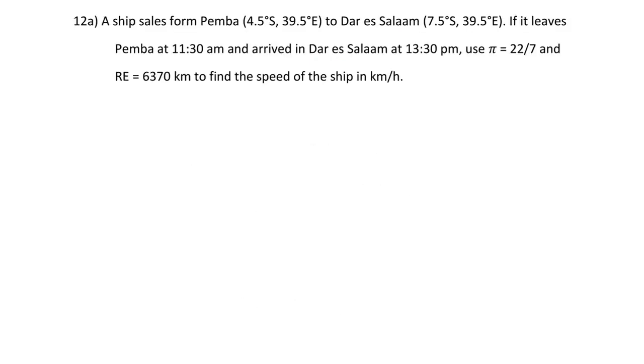Question number 12, part A. A ship sails from Pemba with those coordinates to Dar es Salaam with those coordinates. If it leaves Pemba at 11:30 a.m. and arrives in Dar es Salaam at 13:30 p.m., using pi equals 22/7, and the radius of the Earth is 6,370 kilometers, then we are supposed to find the speed of the ship in kilometers per hour.